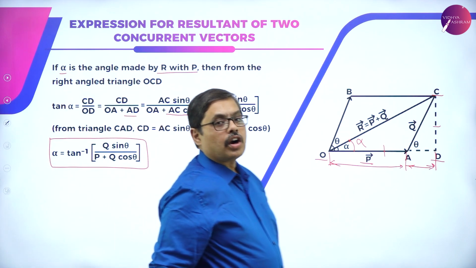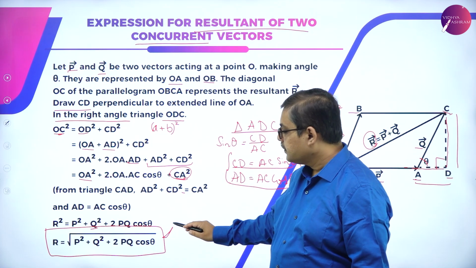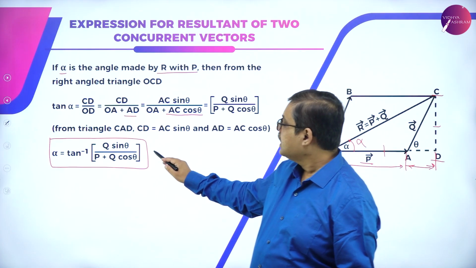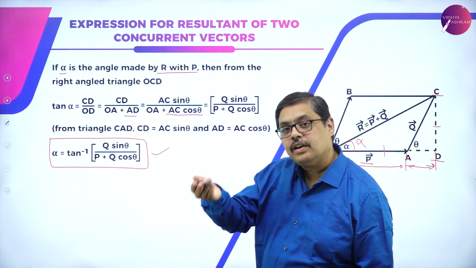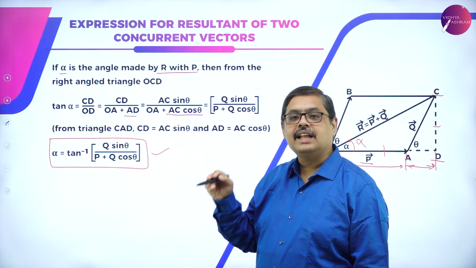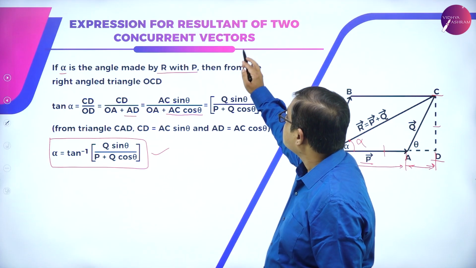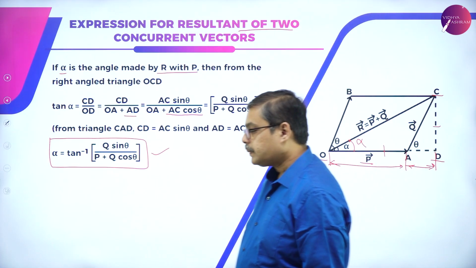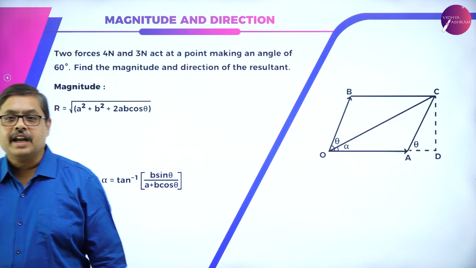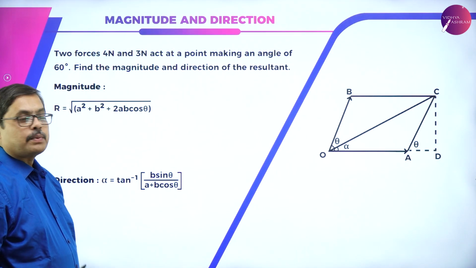So I have got two expressions. One expression was for the magnitude, the other expression is for the direction. So if there are two concurrent vectors acting with theta in between as the angle, then I can get the expression for the resultant of those two vectors. Let us go on and try to solve one numerical based on whatever we have expressed now.